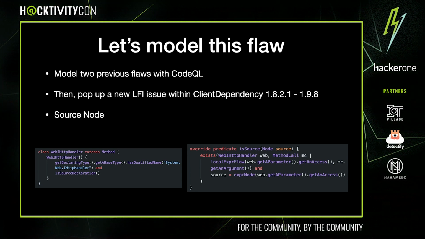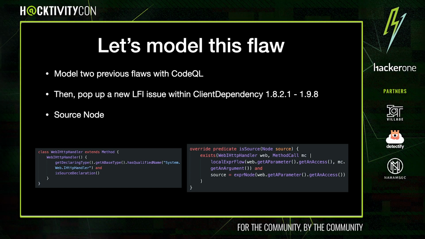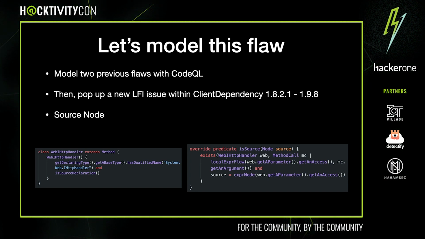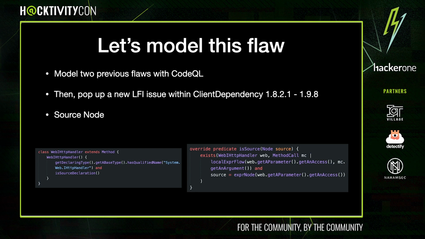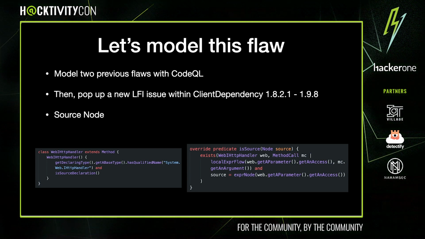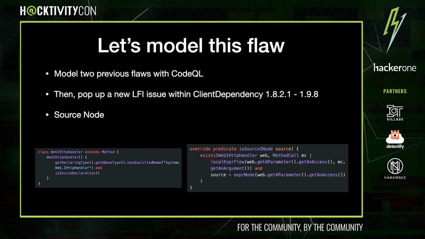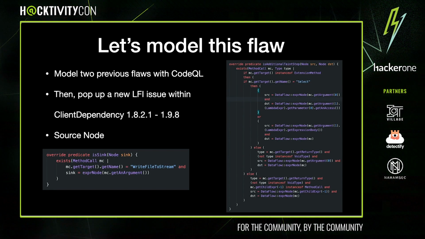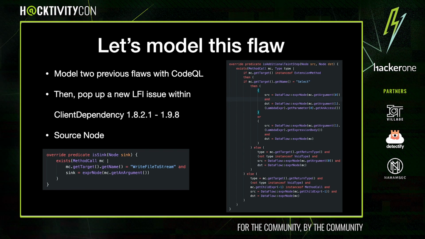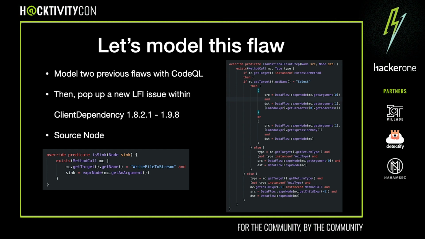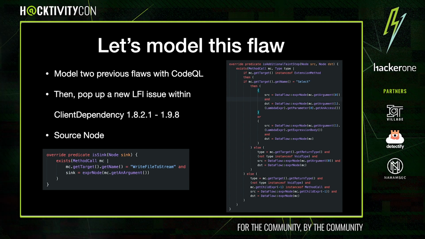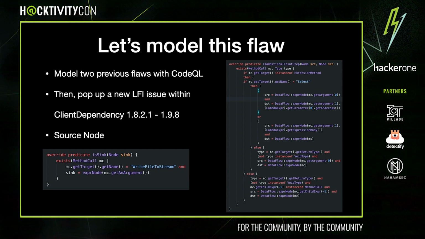The left one is to find all methods that have the qualified name starting with System.Web.IHttpHandler. Then on the right-hand side, source nodes are set as their parameters. On your left, sinks are set as the function we mentioned before, the culprit of the previous two flaws. The right-hand side is our extra additional tainted steps.